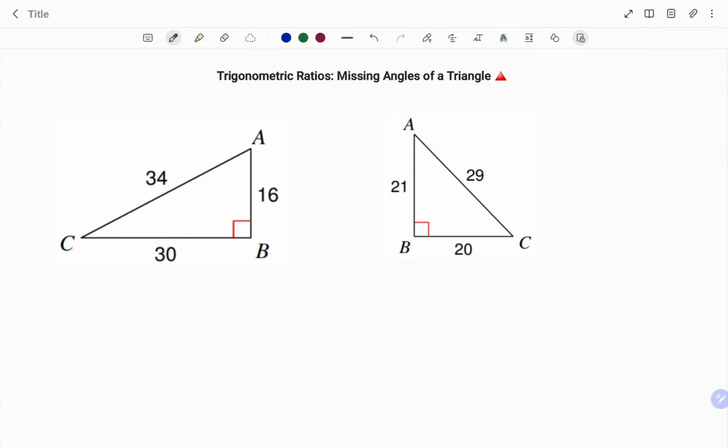In this video, I'm going to show you how to find all the missing angles of the following right angle triangle using trigonometric ratios.